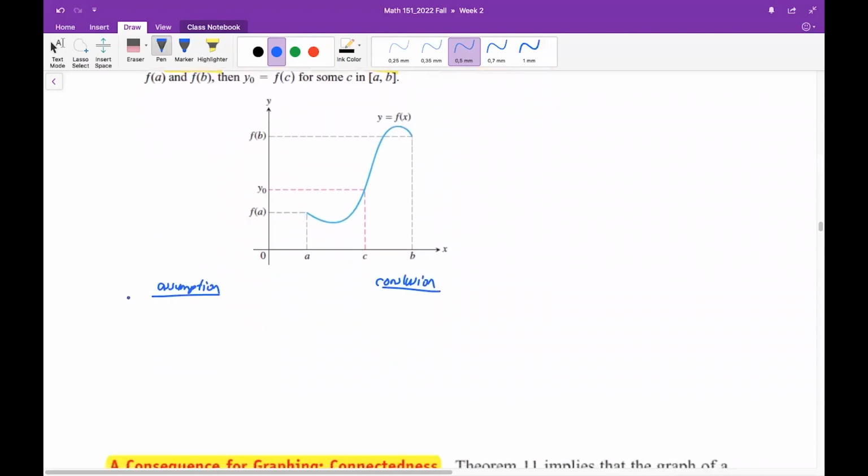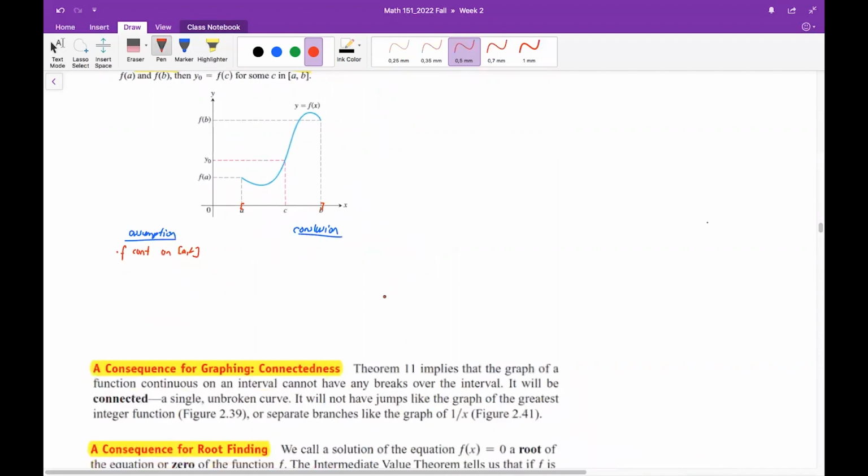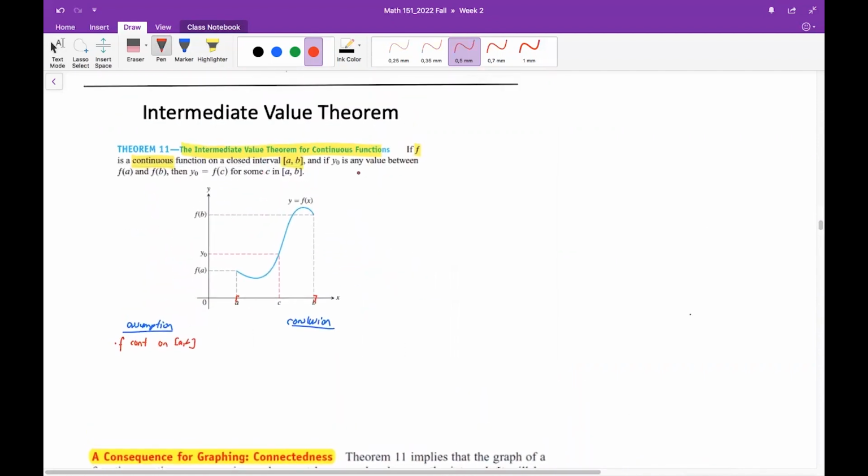Okay, so what do we have in our assumption box? f is a continuous function, right? So first of all, our function here is f, which is a continuous function over a closed interval [a, b]. See, our interval is here. And what is the next assumption? It also says we will choose a y0 point between f(a) and f(b). So let's put this down as the second assumption.